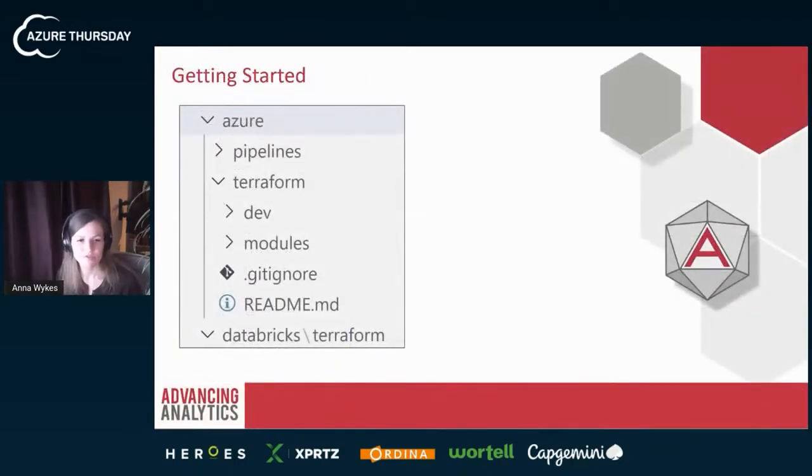So in the repository that I've shared with you, this one here, we will be looking at this essentially folder structure here. So we've got an Azure folder and a Databricks folder, and I've expanded it there, and we can see we've got Terraform, and then we've got a dev folder and a modules folder.